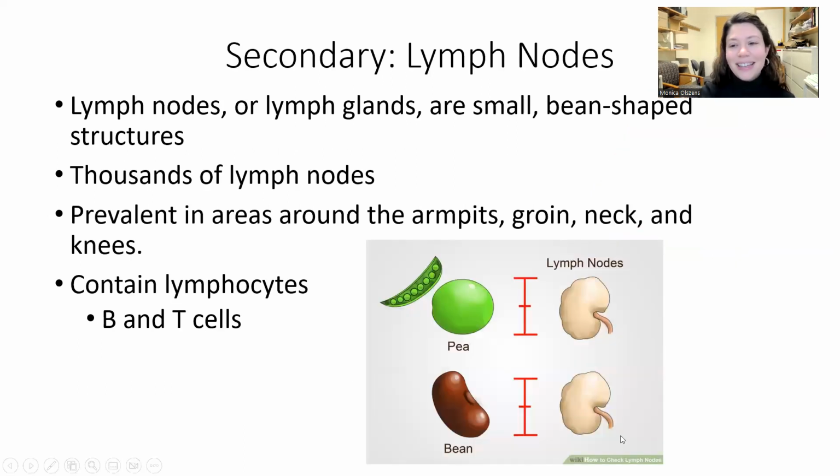All right, so here's the secondary ones. Secondary is where they wait, kind of like wait to mature and encounter whatever they're meant to fight. All right, so lymph nodes are bean-shaped, like literally the shape of a pea or a bean, and that's their size too.